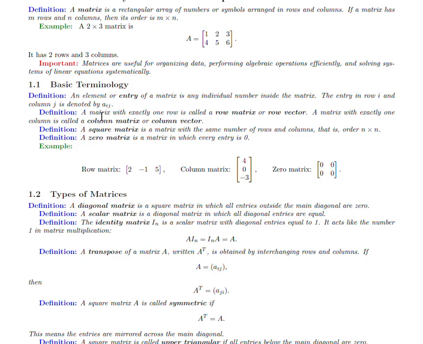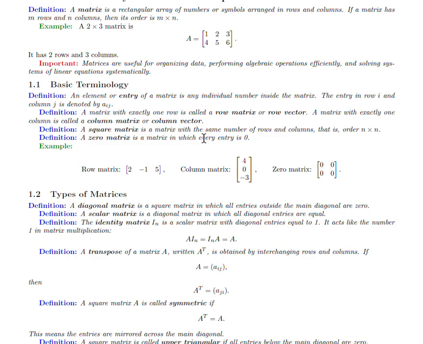Another definition: a matrix with exactly one row is called a row matrix or row vector. A matrix with exactly one column is called a column matrix or column vector. Just like we can see down here, this is a column matrix and this is a row matrix. That's just one row.